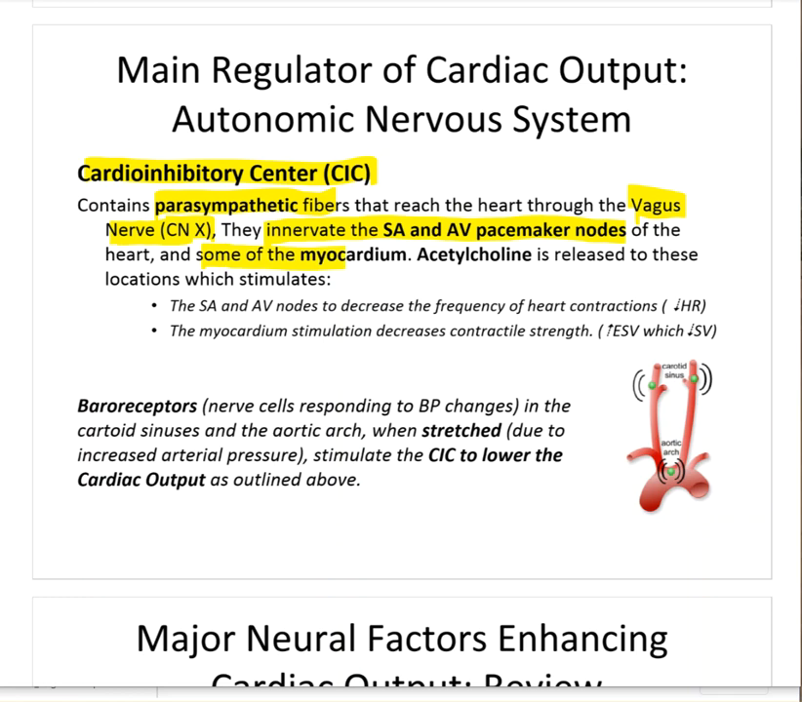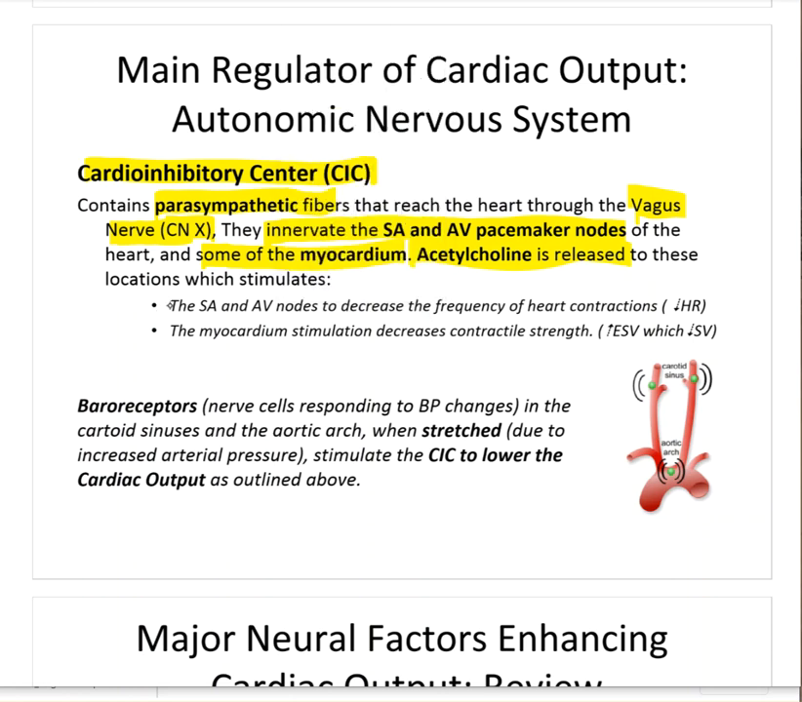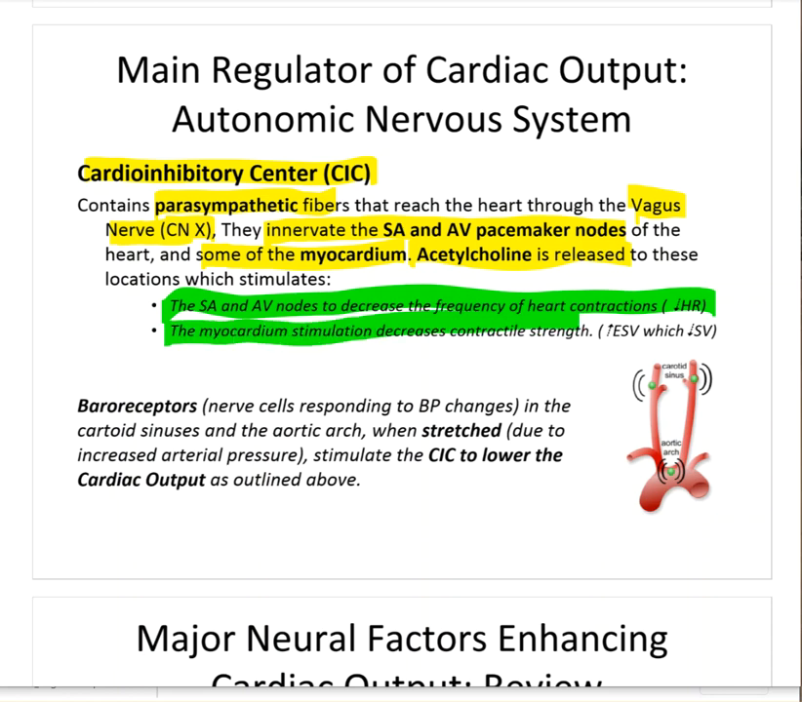They innervate some of the myocardium. They don't release epi and norepi; they release acetylcholine. What do they do? The exact opposite. So we'll do it in a different color. They're going to quiet the SA and AV nodes, and heart rate goes down. They're going to decrease contractile strength, so ESV goes up, more blood stays in the ventricles, and that means the stroke volume goes down.